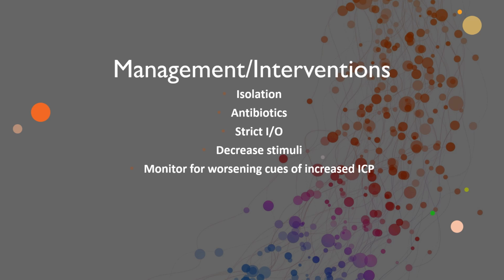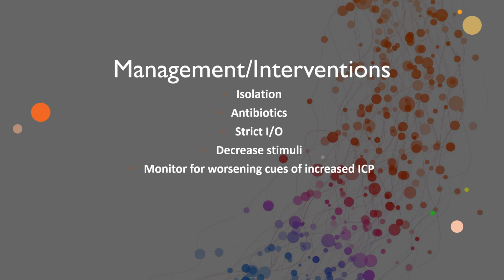Some of the things we're going to do to manage patients with bacterial meningitis. First of all, if we suspect it, we need to do a lumbar puncture as soon as possible, as well as blood cultures and urine cultures. And as soon as we've gotten the LP and blood and urine cultures, then we immediately start antibiotics and place the patient in isolation.